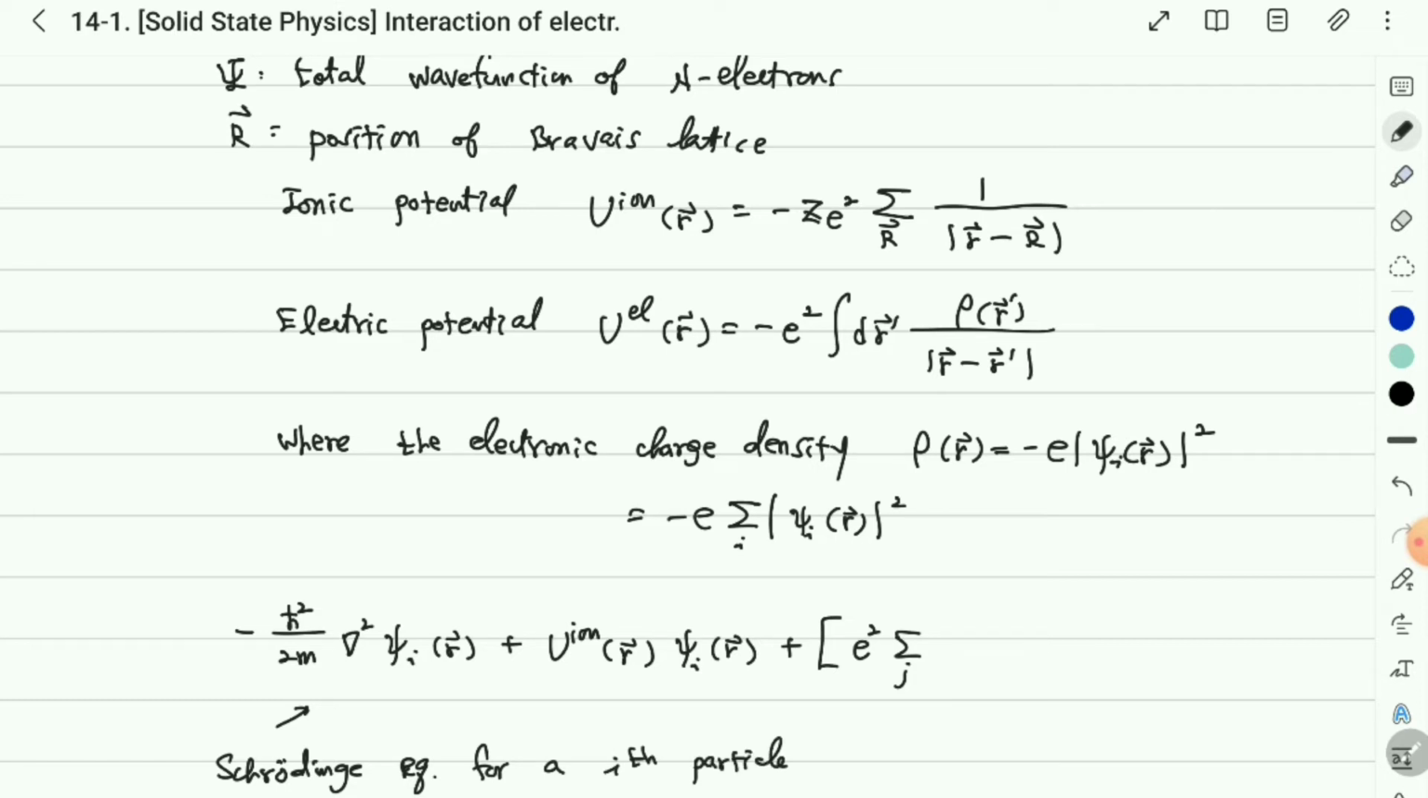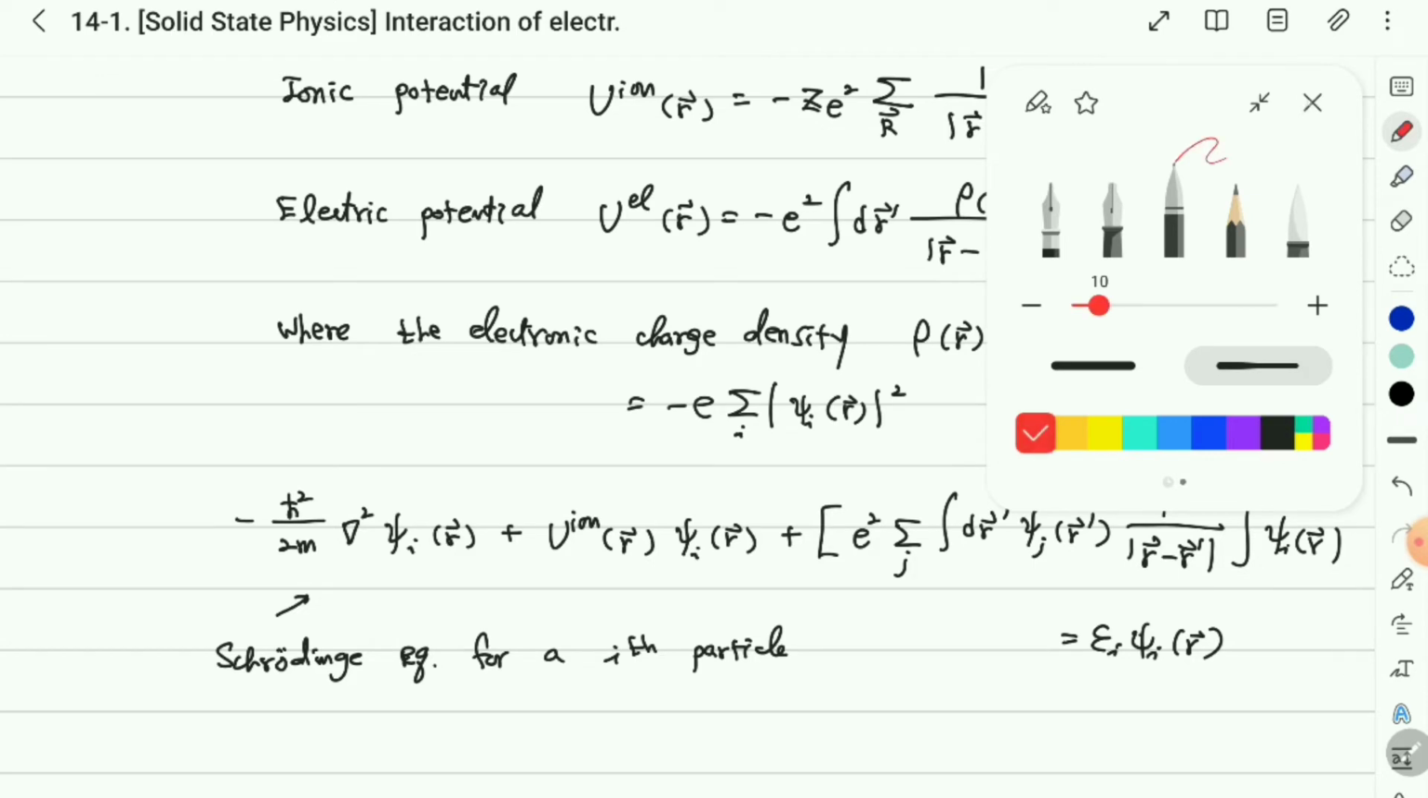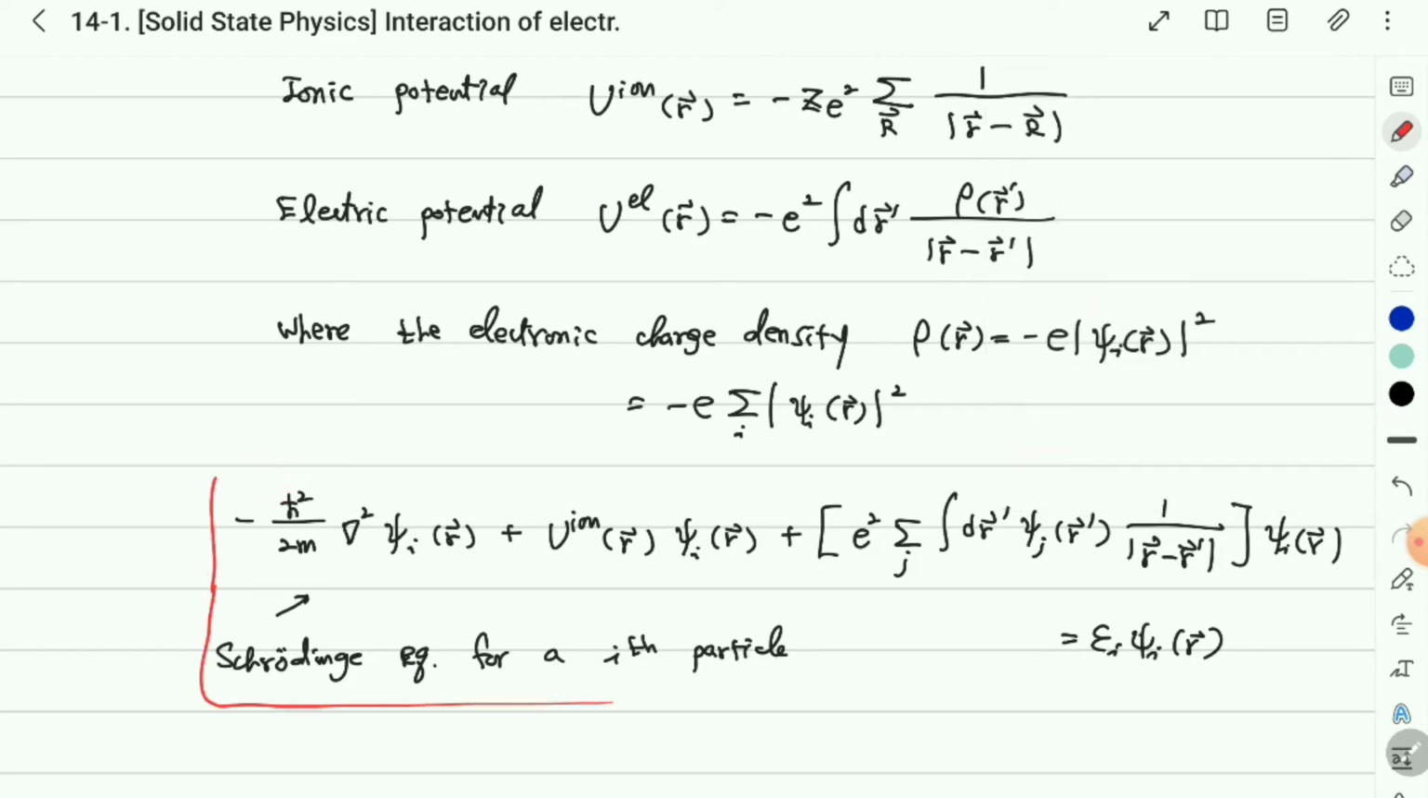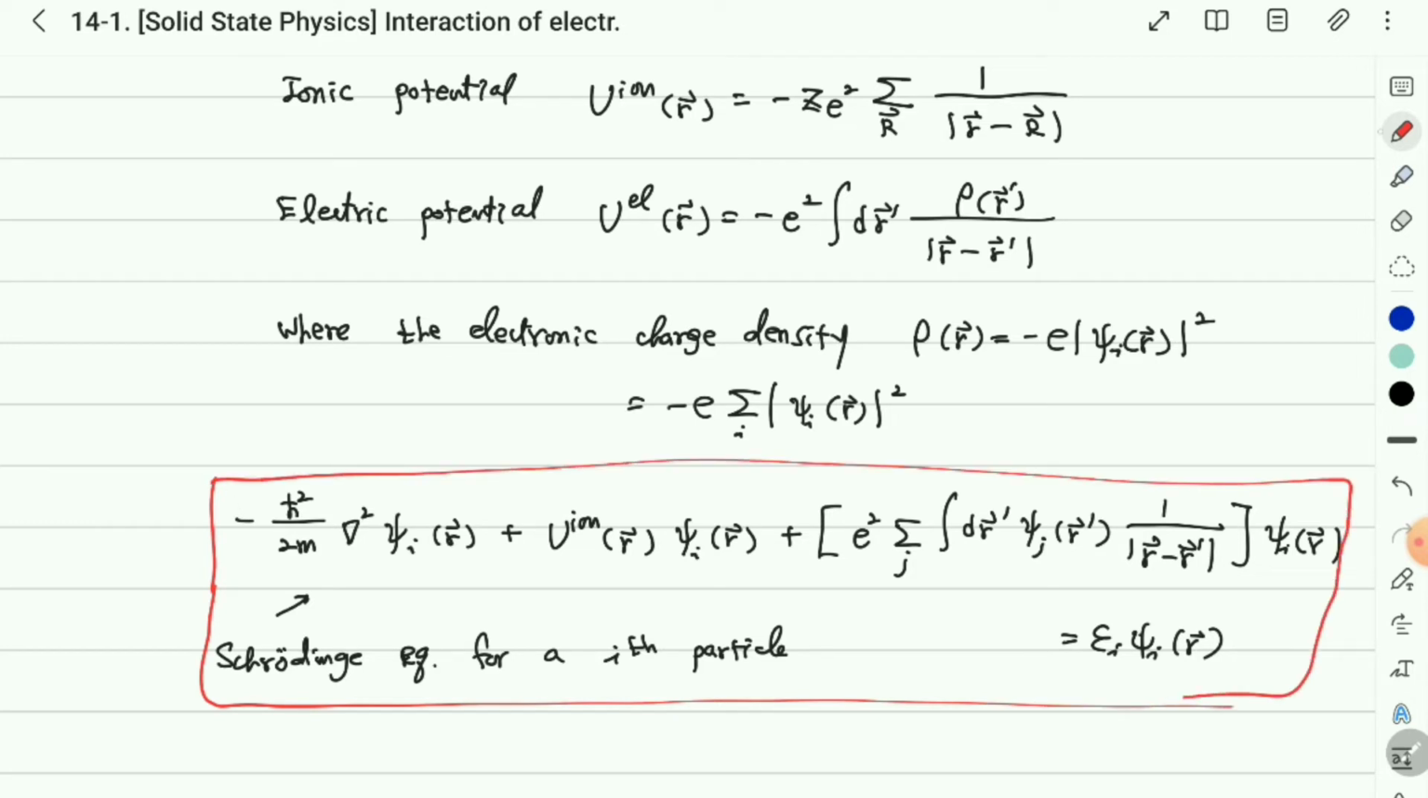Therefore, there is no need to calculate the double counting, because we fixed the position of some electrons. Therefore here is the summation over j and the integral d r prime, psi j at r prime, and the potential 1 over r minus r prime. It is the electron-electron interaction, times psi i of r, equals epsilon i psi i. Here we call it the Hartree equation.